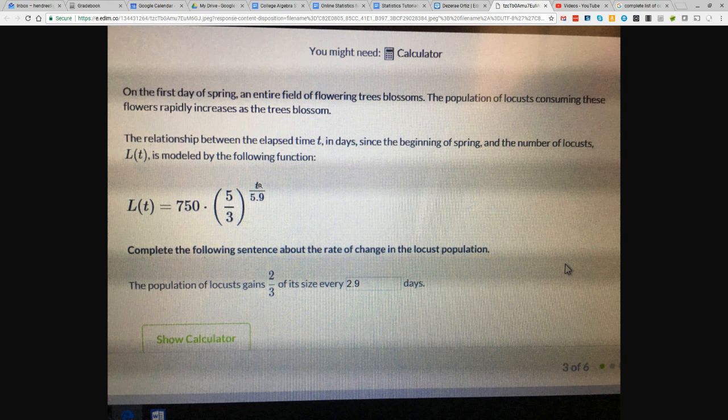And you can think about that if you start to plug in those numbers. If you plug in 5.9 for t, then the exponent's only 1. If you plug in 11.8, then the overall exponent's only going to be 2, right? So every 5.9 days, the population increases by 2/3. So I hope that helps a little bit on this one.